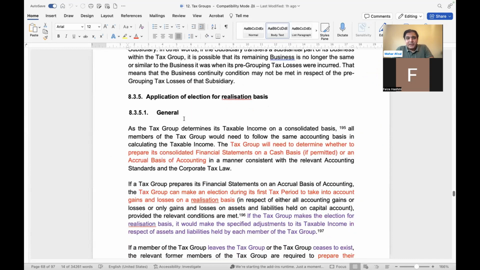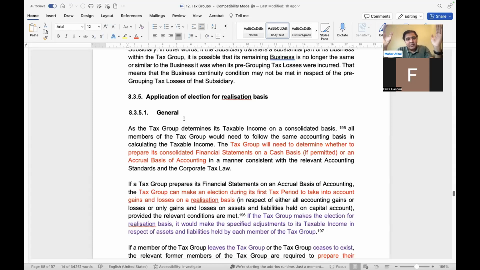Application for election of realization basis. We know that a taxable person can follow the cash basis of accounting or the accrual basis of accounting. If your revenue is up to 3 million, you can follow the cash basis of accounting. If the revenue is more than 3 million, you cannot follow the cash basis of accounting unless there are exceptional circumstances and you have taken approval from the FTA. Otherwise, if your revenue is more than 3 million, you cannot follow the cash basis. Up to 3 million, cash basis; more than 3 million, accrual basis.